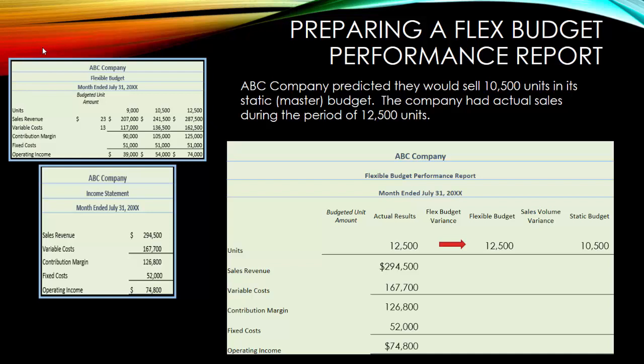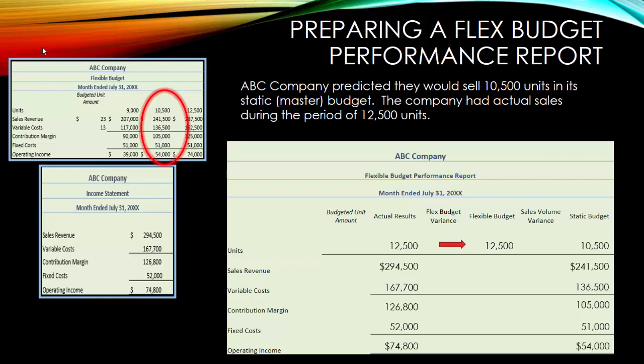Let's next fill in our static budget, which is the revenues and costs for the level of production that we intended to do. Well, we have that information too. In our flexible budget, one of our levels of production was 10,500 units. That must be the level of production that we used for our static or master budget. So we can fill in the information from our flexible budget for that level of production, found right at the top. That's $241,500 in sales revenue, on down through until we arrive at an operating income of $54,000.